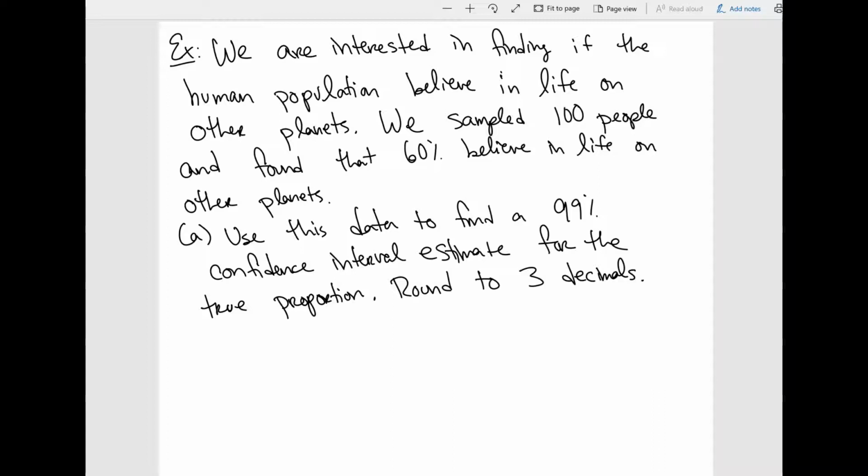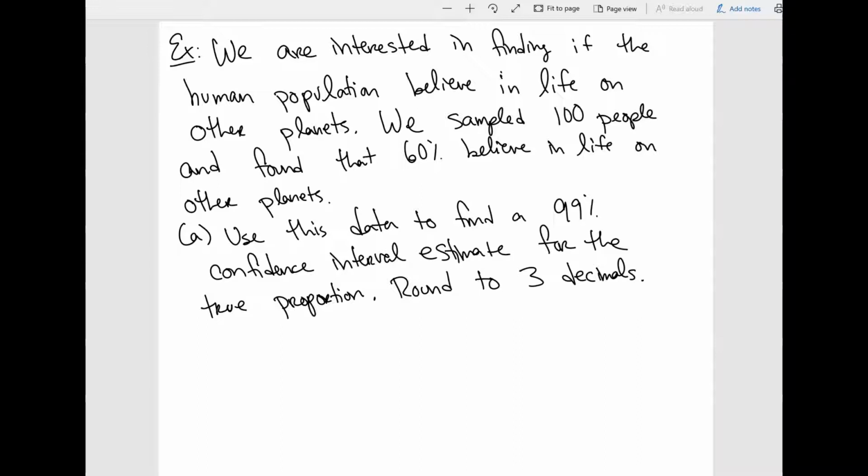So here's a problem using confidence intervals. We are interested in finding if the human population believes in life on other planets. We sampled 100 people and found that 60% believe in life on other planets. Part A says use this data to find a 99% confidence interval estimate for the true proportion and round to 3 decimal places.